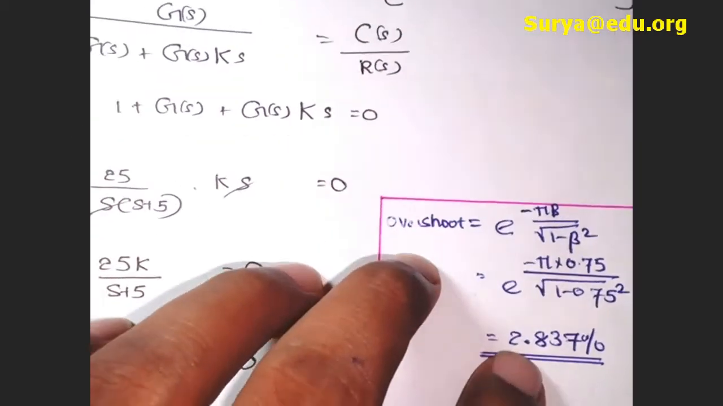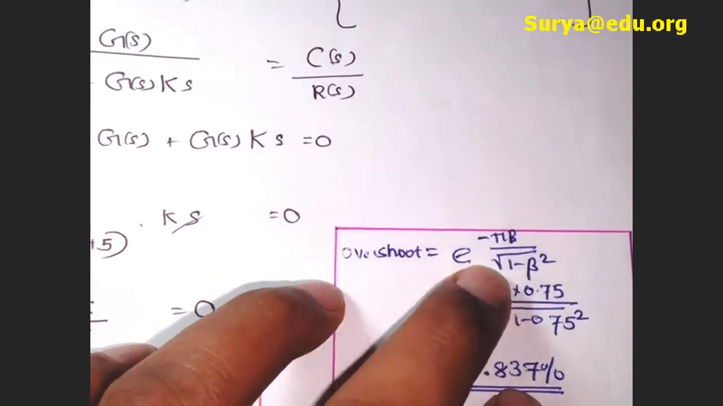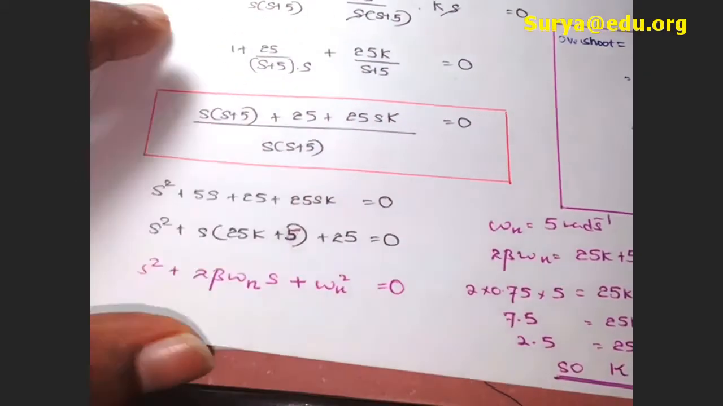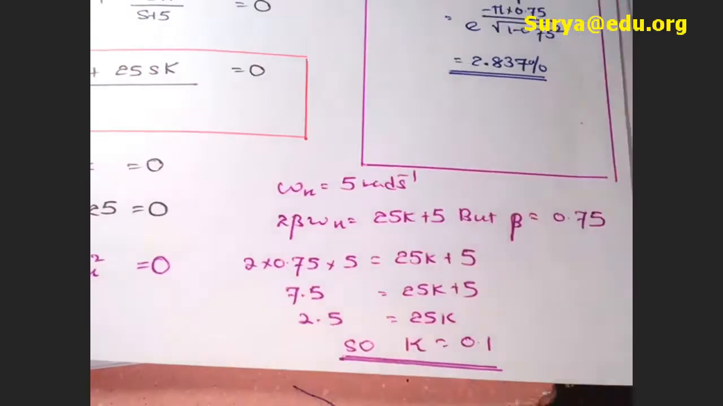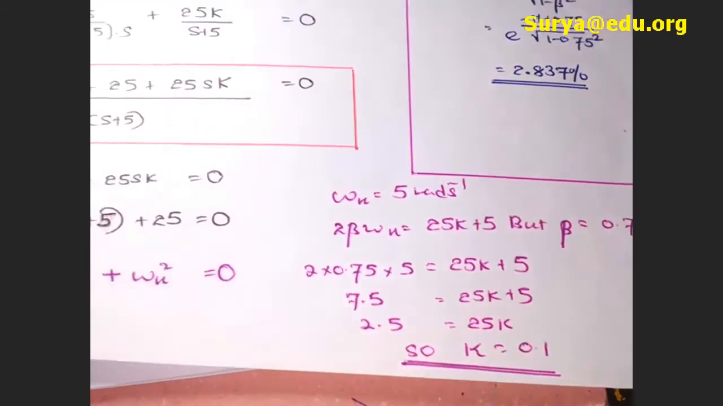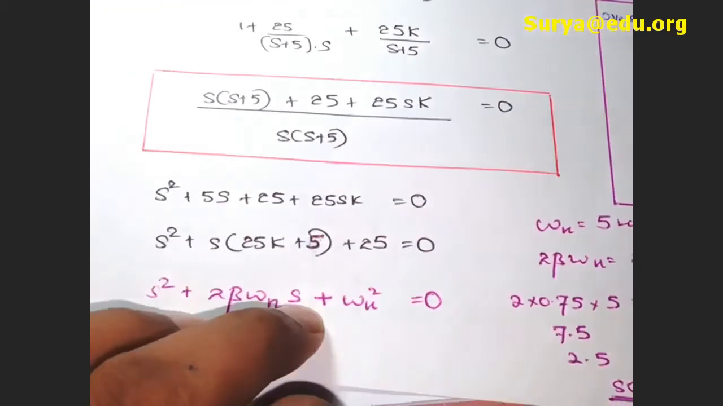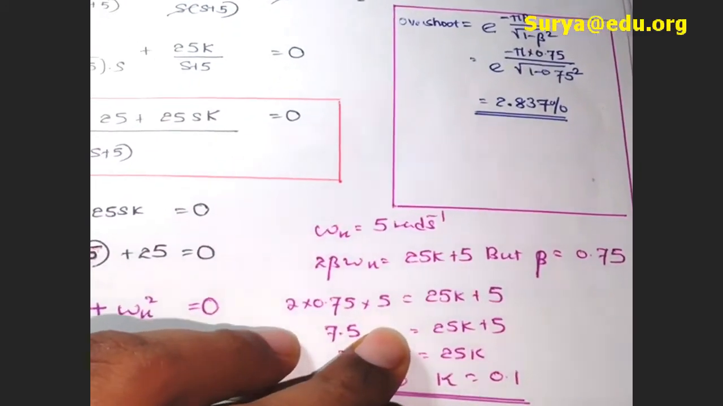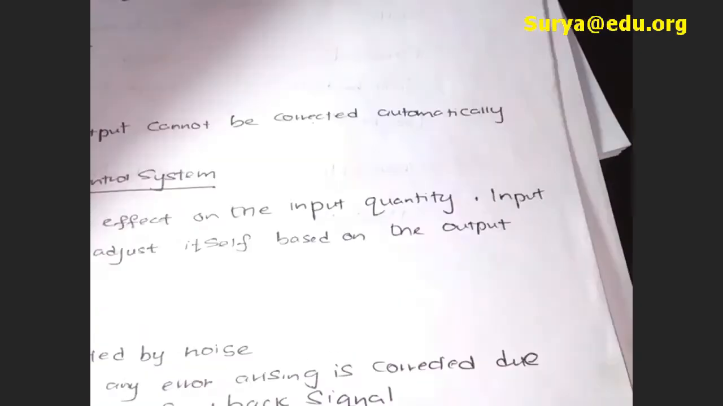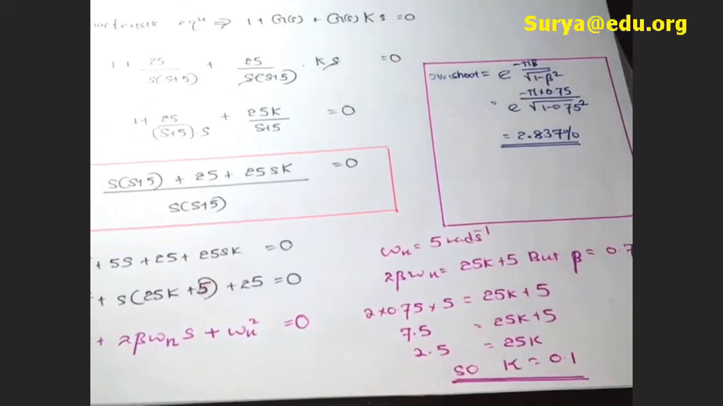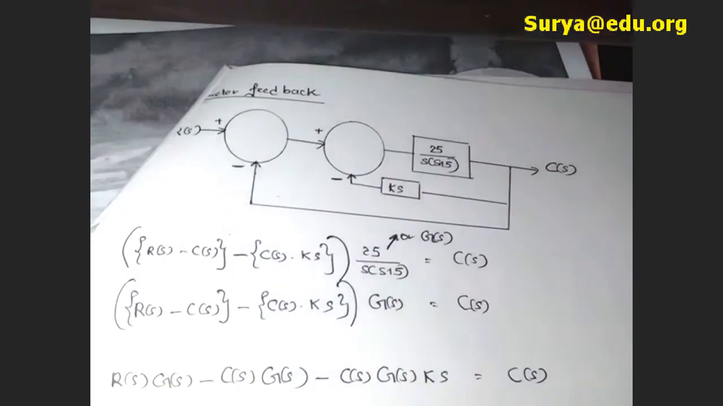What is the formula for overshoot? e to the power minus pi zeta divided by square root of 1 minus zeta squared. Okay, remember the formulas. And whatever constant they are asking, just carefully match the values and then find. Understand, you have to remember the basic formulas. I think that's it. I quickly covered that, so it's not hard.